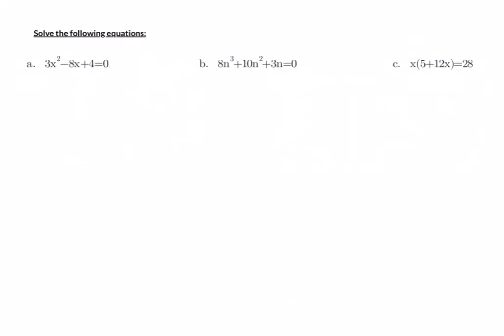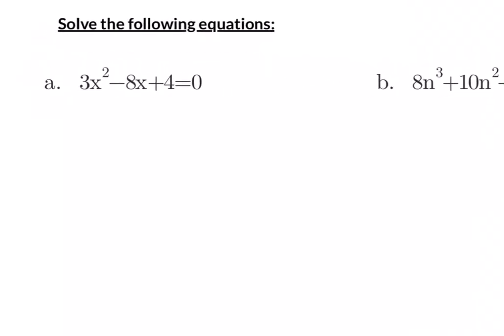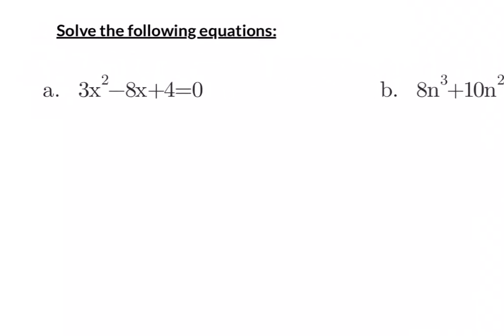Last thing we want to do is take this and apply it to some solving problems. Again, I don't care which method you use, I just want to show you a couple more using the AC method. So this one, if we multiply 3 times 4, we get 12. Things that multiply to 12, we get 1 and 12, 2 and 6, 3 and 4.